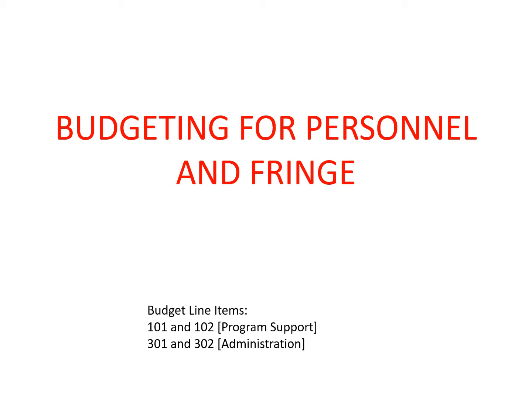In this video, we'll walk through the budgeting for personnel and fringe line items on the GATA budget template. The budget line items included in this video are 101 and 102 for the program support category, and 301 and 302 for the administration category.